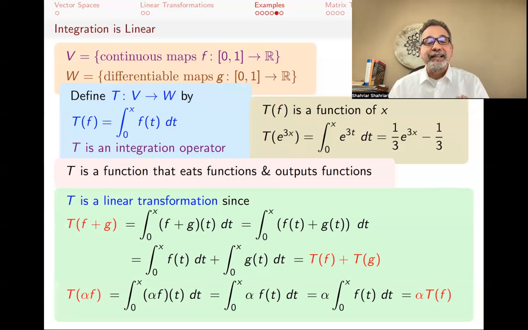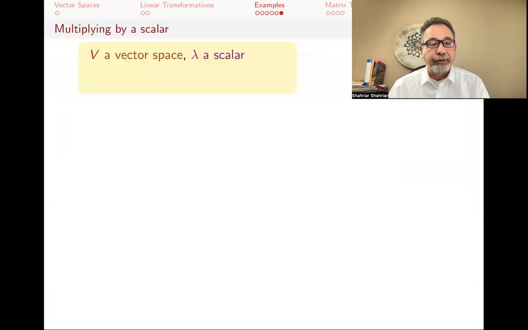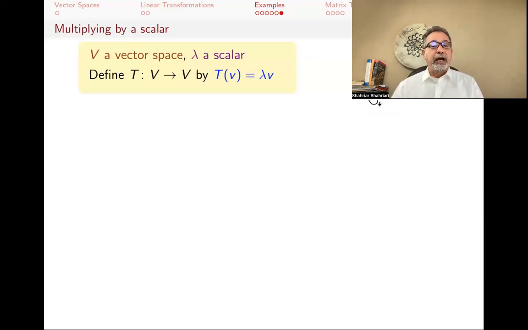So T is a linear transformation. And again, those linearity properties are things that you're familiar with. So here's another example, and this is a slightly different example because it works for any vector space. So start with any vector space and pick any scalar that you like. And again, the scalars could be real numbers, or depending on what your vector space is, they don't have to be real numbers.